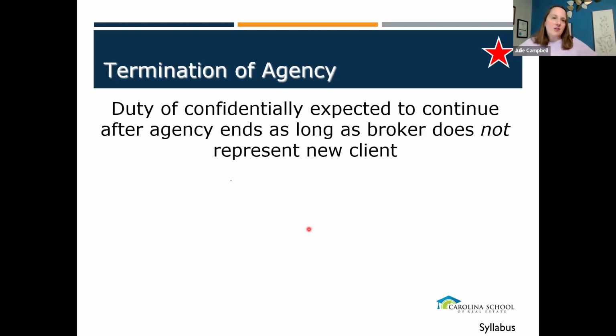When agency ends, when agency is terminated, you do not have a golden ticket to run up and down the street blabbing their confidential information. For the most part, once agency ends, we're going to continue that confidentiality. That's just the humane thing to do, right? So it's not like you're going to run up and down the streets blabbing, divorce, relocating. You're still going to keep their confidential information unless you bring the other party into the transaction.